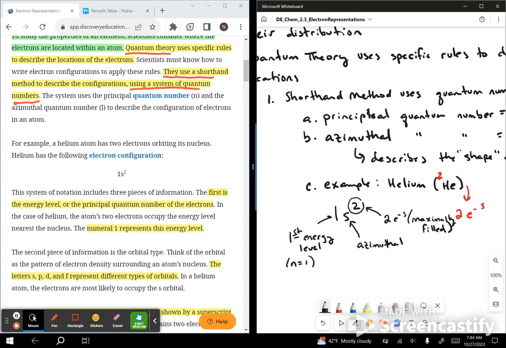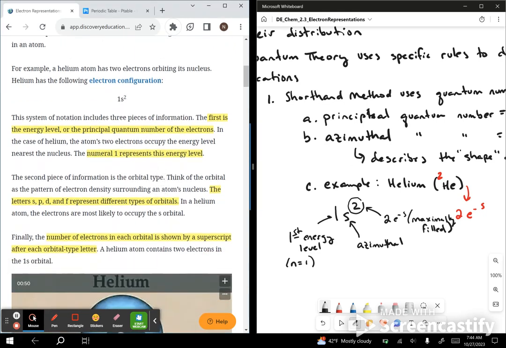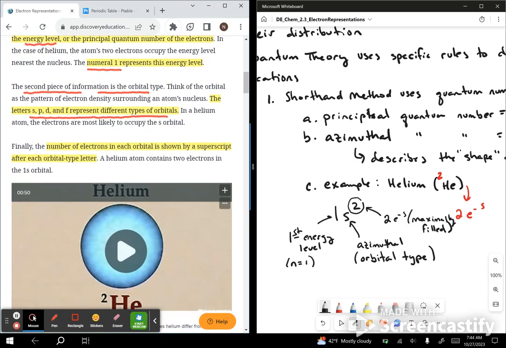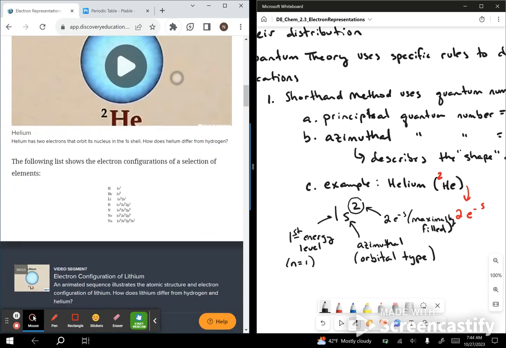Okay, so keeping on here, let's see, did we cover everything in here? This system of notation includes 3 pieces of information. The first was the energy level. Check, we just talked about that. Numeral 1 represents that. The letters S, P, D, and F represent the different types of orbitals. This was your second piece of information, the orbital type, right? So I guess we could write that over here as the orbital type. And finally, the number of electrons in each orbital is shown by a superscript after each orbital type. And we did that. We said that there were 2 electrons. We said it was maximally filled.